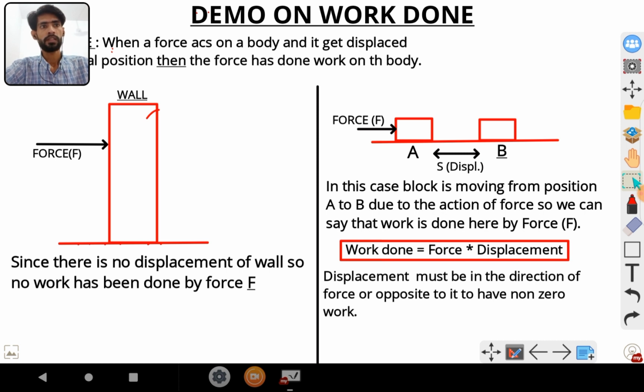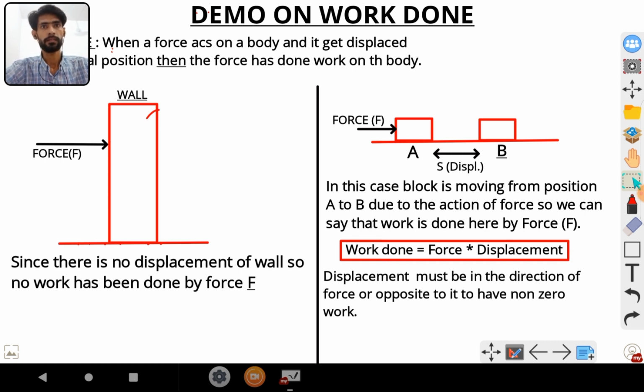Okay, so in the second example, suppose a block is at an initial position A. We have applied a force F on this particular block and it is displaced to a position B. Now here is a displacement in the direction of the force, and the displacement is S, so we can say that work done is equal to force into displacement, and here the work done is exerted by the force F.